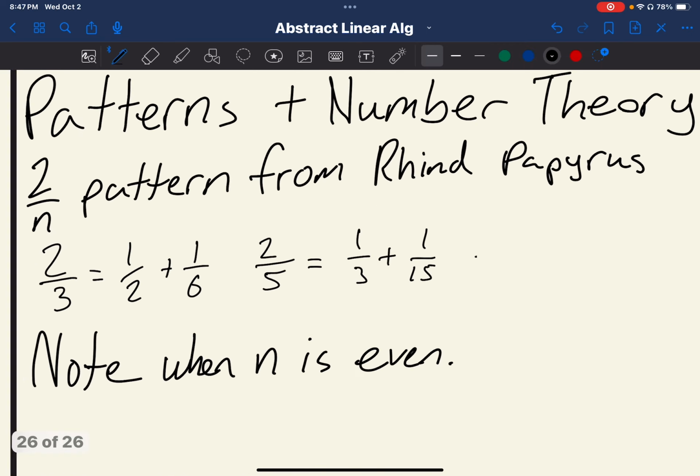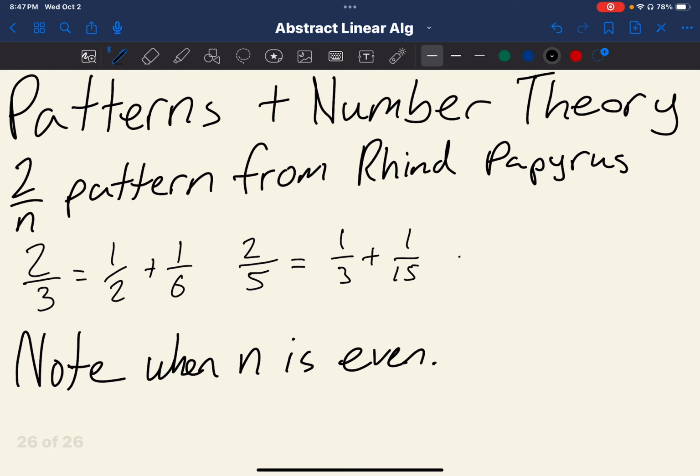Instead, I think if I swipe over here, we're going to go to the real fun stuff, which is patterns in number theory. There's modern number theory as well as some quite old data. But in the Rhind Papyrus, Ahmes has a whole chart of 2 over n, a pattern of 2 over n for the odd n.